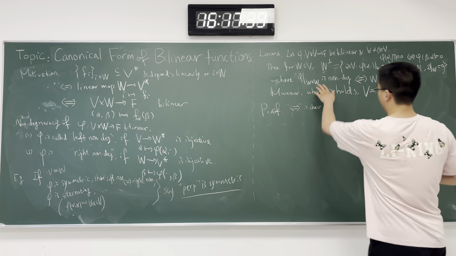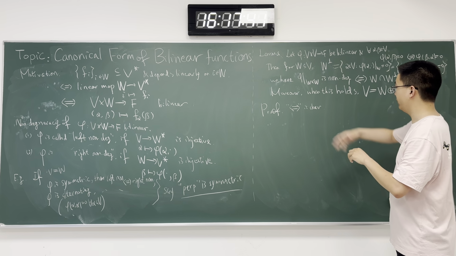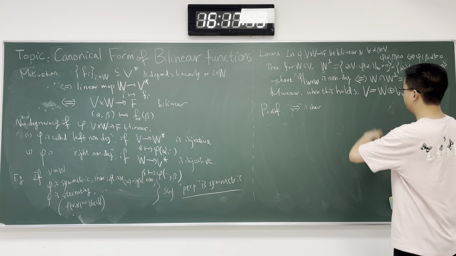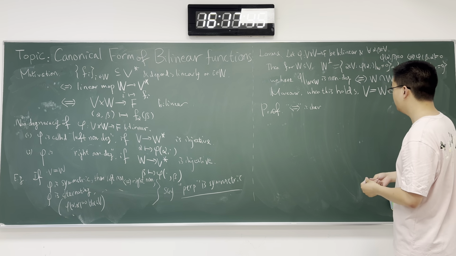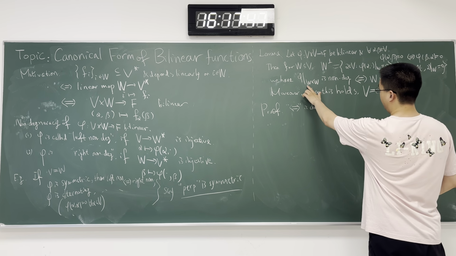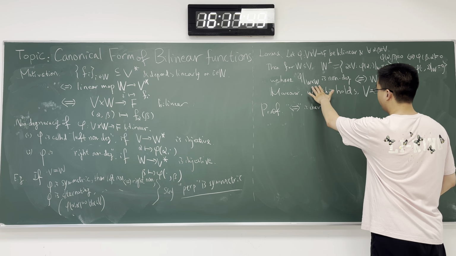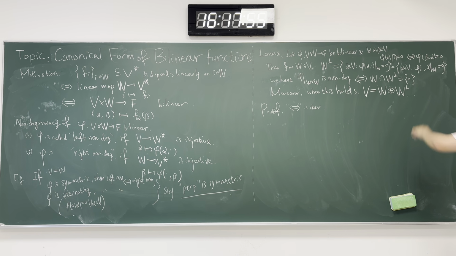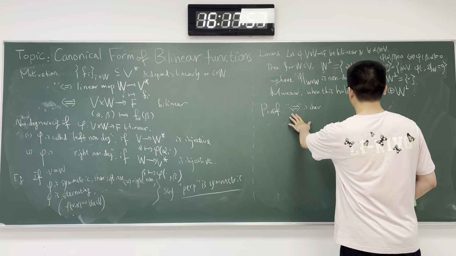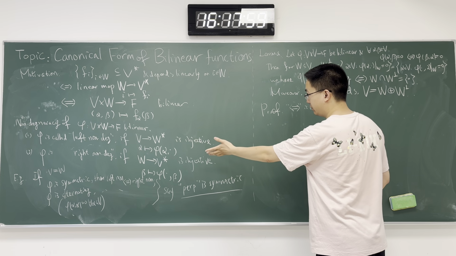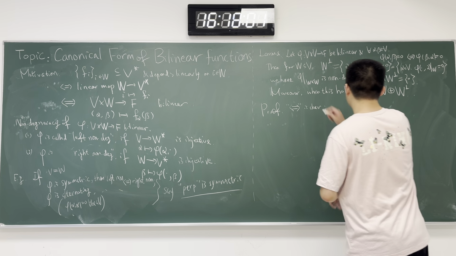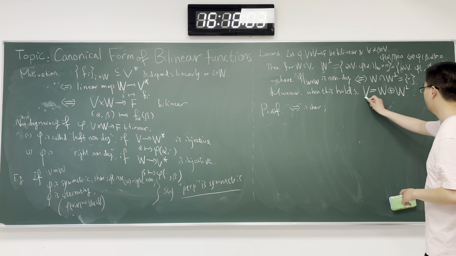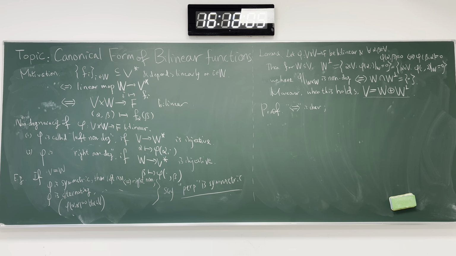So a bilinear form when restricted to a subspace is non-degenerate just means that any vector in W which is perpendicular to W must be zero. Which means that if we have a vector in W which is also in W perp, then it must be zero. So this equivalence just follows from the definition. Now we only need to show this decomposition of our vector space V.